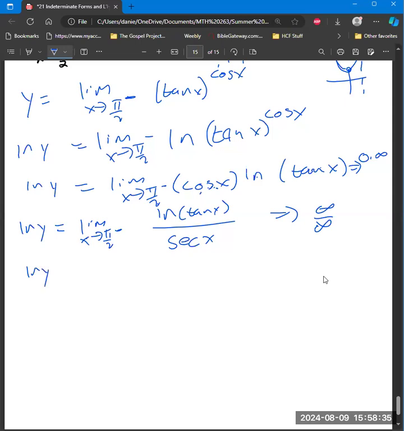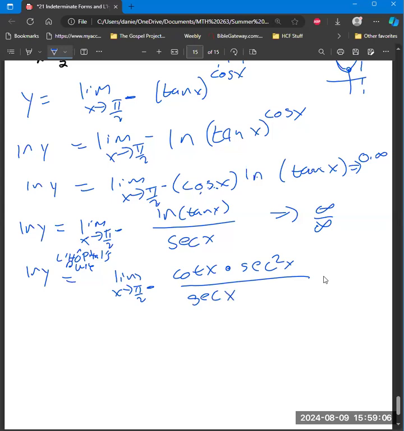So ln of y is equal to, by L'Hopital's rule, the limit as x goes to pi over 2 from the left. And then this ln here, we'll get the reciprocal of this, so that's going to be cotangent of x times the derivative of what's inside, which is secant squared x, and then this is going to be secant x tangent x down here. One of the secants will cancel, and I'm going to just rewrite everything in terms of sine and cosine.